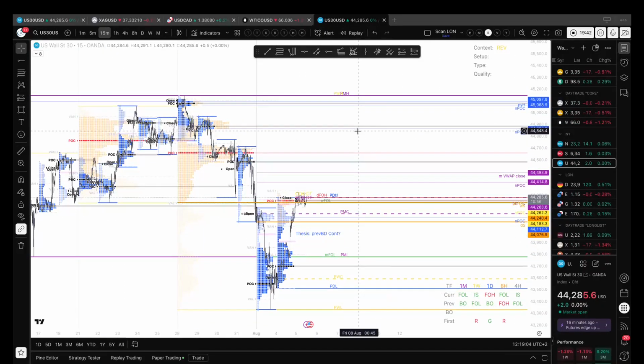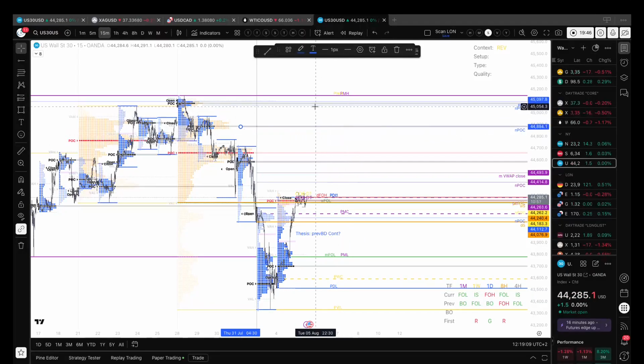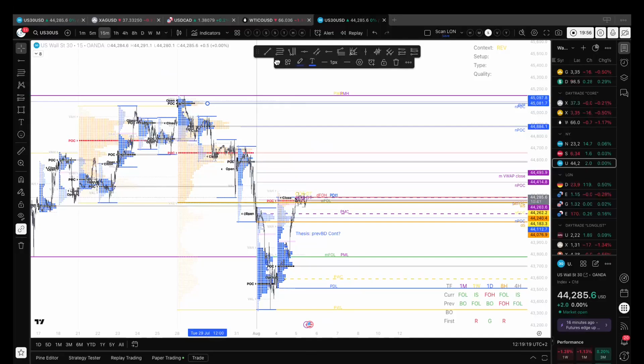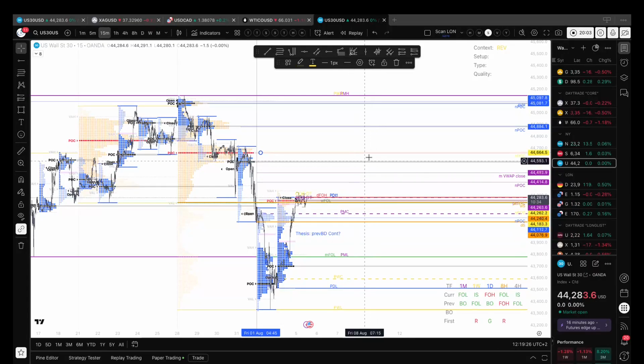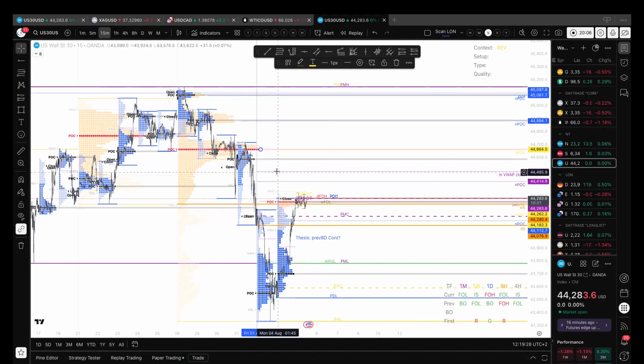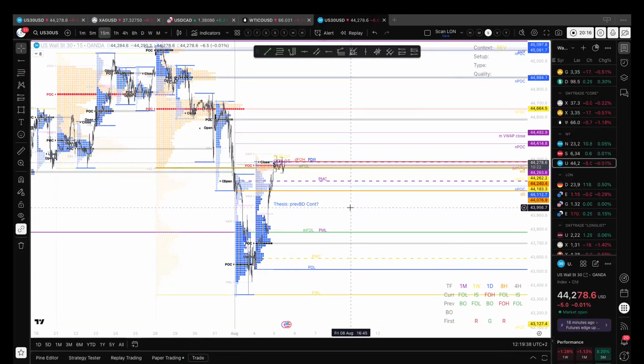Then DJ30, it's a bit different because it hit the previous year high and never made it out there. So we have a naked point of control here, a naked point of control up here. We have a weekly naked point of control right here. Monthly VWAP close, we are now below. That's typically the strong resistance. Monthly naked point of control above. So this is overall much more bearish than the others.